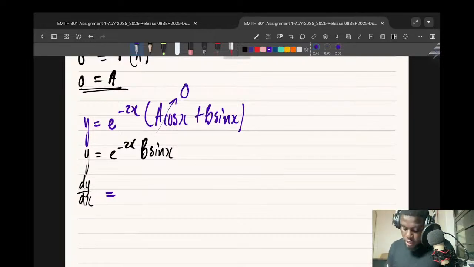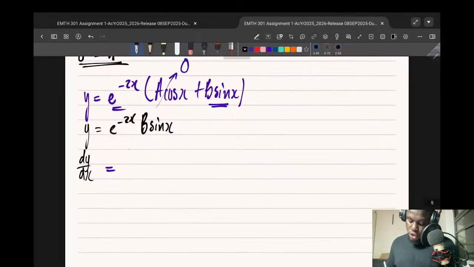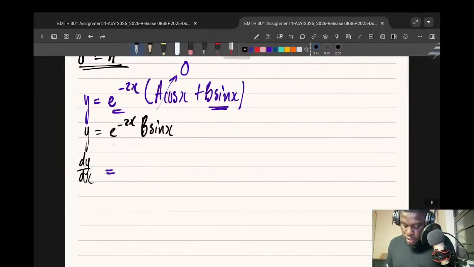So this e to the negative 2x will actually just multiply this. So now what would we have? We are trying to differentiate these two, and they're multiplying each other. So what do we use when you're differentiating two functions that are multiplying? This is an exponential function, and this is a trig function. So when we are differentiating two functions that are multiplying each other, we're going to use the product rule.